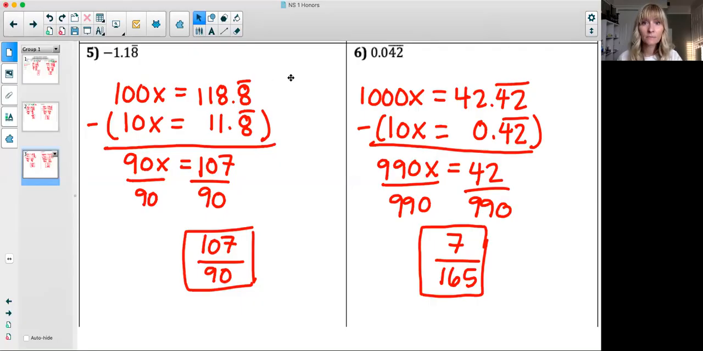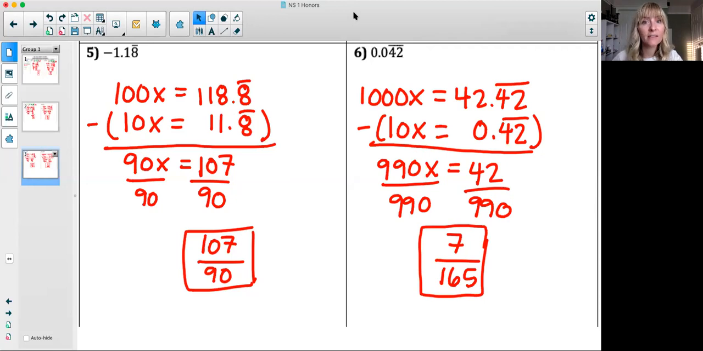Ta-da! How'd we do? Pause it if you need to. Look over this work. You now know how to take any repeating decimal and turn it into the form a over b. A little bit of extra practice to try this and make sure you're good at it.